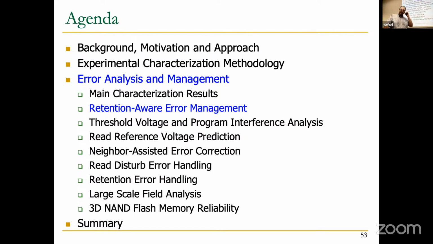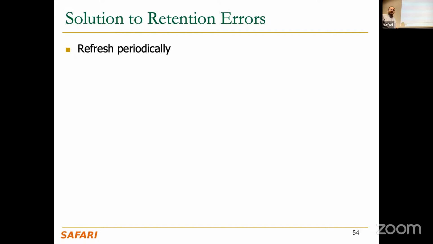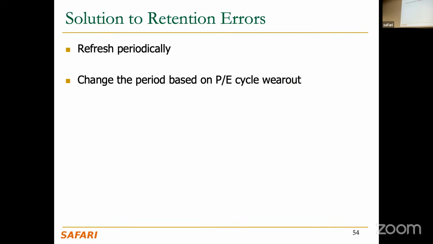So now that we understand the source of these errors, let's go into retention-aware error management. Basically, the solution to retention errors is quite simple. One solution is that we need to refresh periodically. You need to change the refresh period based on the PE cycle wear-out. When you have a higher number of PE cycles, you need more frequent refreshing, but when you have a lower number of PE cycles, you can refresh less frequently.